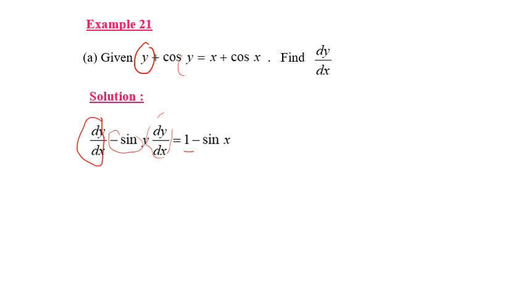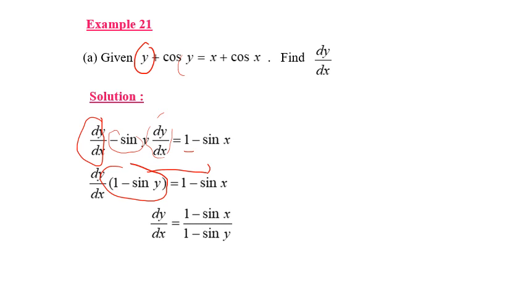Okay. So now as you can see, we have two terms that have dy/dx, and coincidentally, both of them are already on the left hand side. So we just factorize straight away. So it is 1 minus sine y. And then don't forget lastly, we need to bring this 1 minus sine y to the right hand side. So we will divide. Therefore the final answer dy/dx is 1 minus sine x over 1 minus sine y. Okay, so that's the answer for example 21.